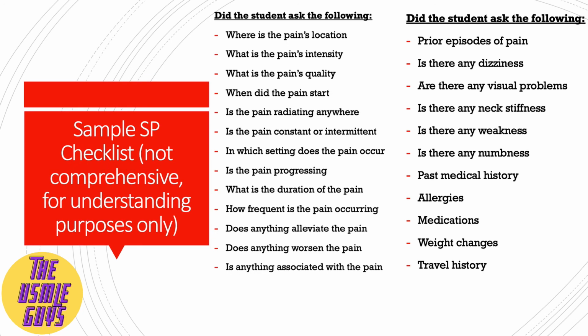And as I promised, here's the sample SP checklist. Now, this is not comprehensive. This is just to give you an idea. They'll come to a computer and there'll be questions. And it'll say, did the student ask the following? Where's the pain's location? What's the pain's intensity? And they're going to check, yes, yes, yes, no, no, no. Now you're going to notice a lot of these are the mnemonics. Did they ask this? Did they ask this?